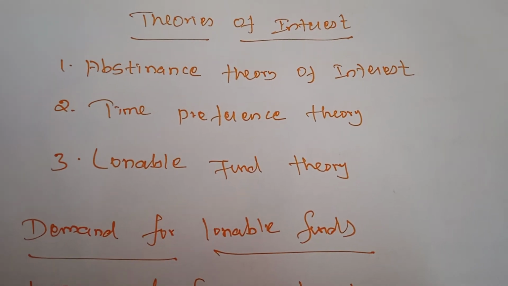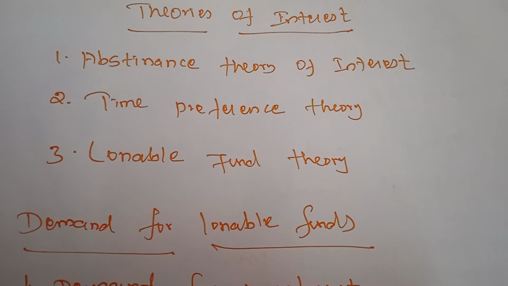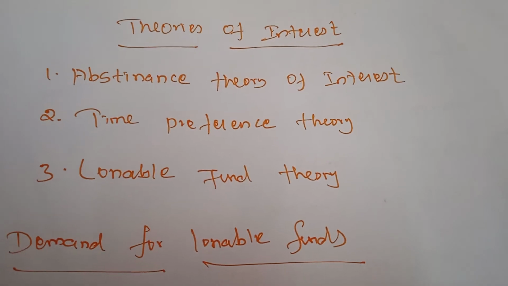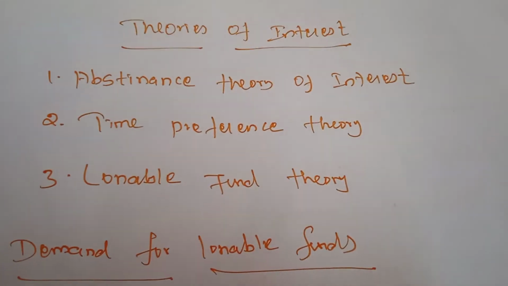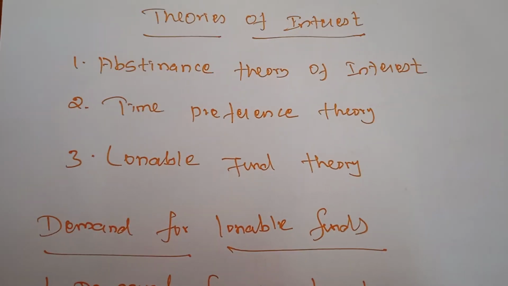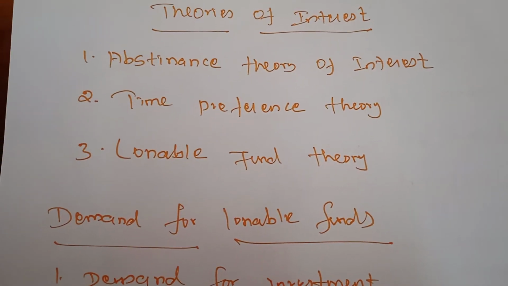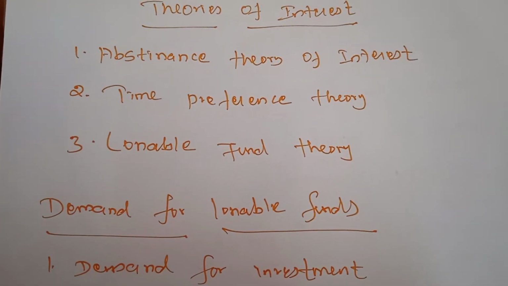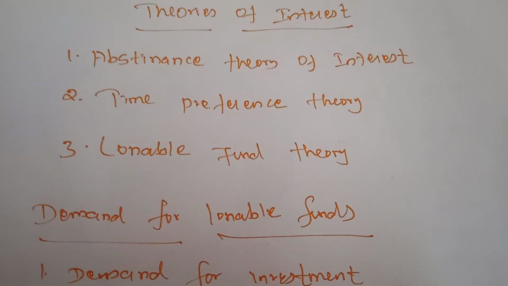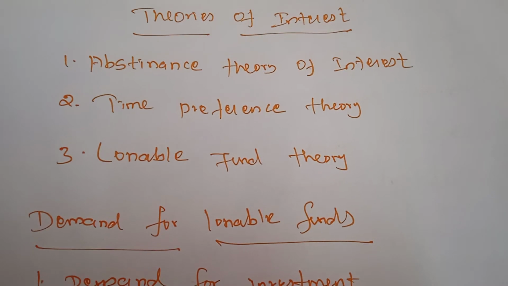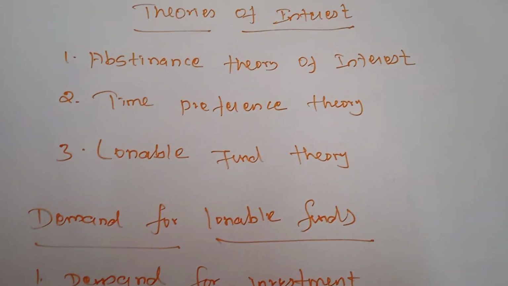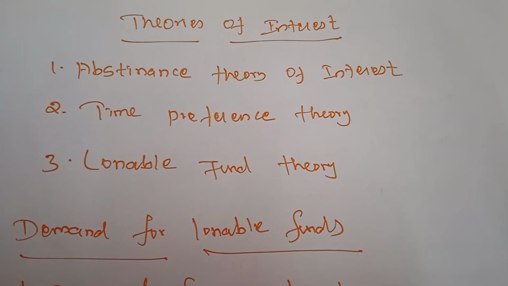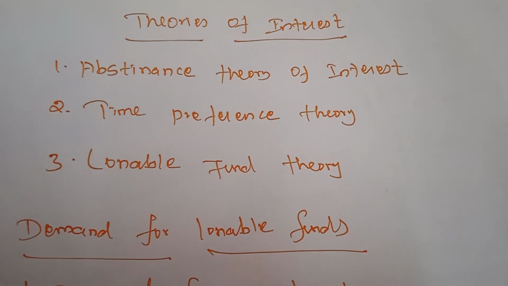For the persons who are ready to sacrifice their current consumption, we have to give some reward. That reward is considered as interest. At the same time, saving implies waiting. So interest is the reward for waiting, for their little amount of savings to become big capital. Normally we have to wait some days or a particular time for it to become capital.